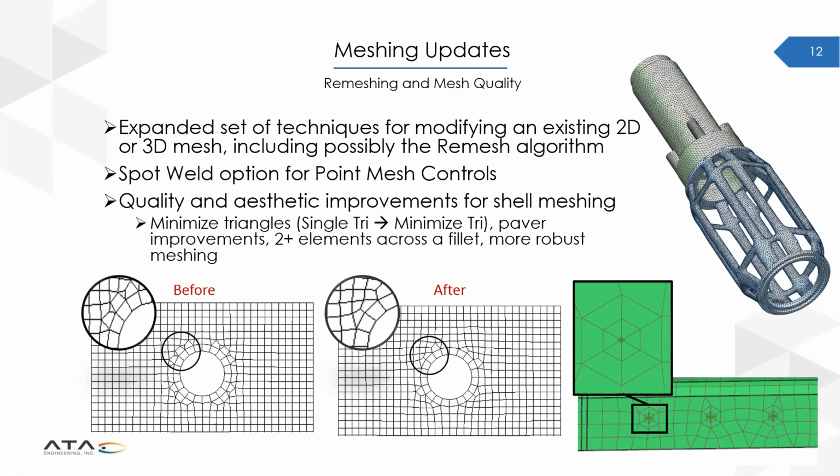And then finally, across the board, there have been some quality and aesthetic improvements for shell meshing. Overall, shell meshing should just be even more robust with this improvement. But to dive a little bit deeper into some of the specific enhancements, there's a new option to minimize triangles, which replaces the previous single triangle option. In addition, there's some improvements to the paver method. The software will try harder to put two elements across the fillet and to have a rib going through the center of that fillet, depending on your element size. Or if you have a smaller element size, it'll fit more elements across the fillet. And there's just in general, more robust meshing.